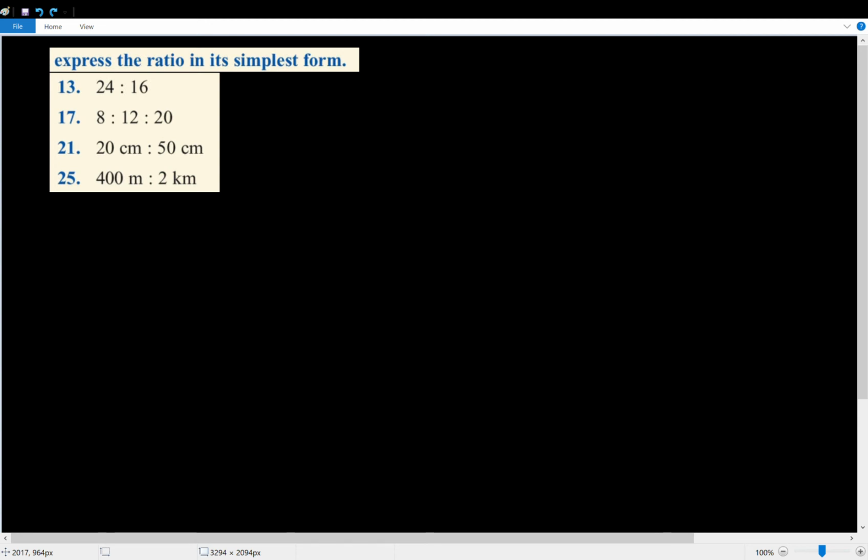This is question 13, 17, 21 and 25 from exercise 8.1 in Project Maths 1. So it's going to take a look at a few different ways that ratio questions can be posed to you. So we'll start with question 13.